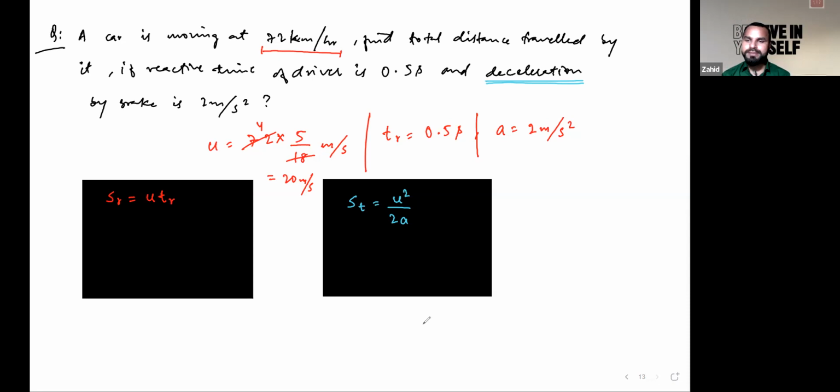If you simplify it, 18 into 4 times becomes 72. So this will give you 20 meters per second. Good. SR is distance. Okay, so it will be in terms of meters only. Okay, good. Try to solve the next part.